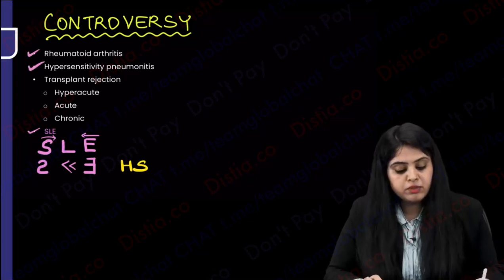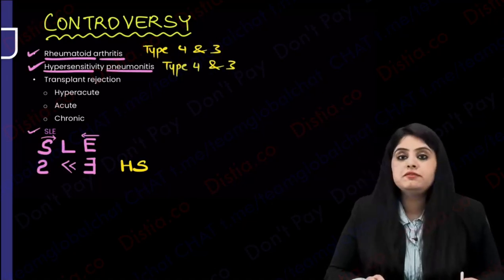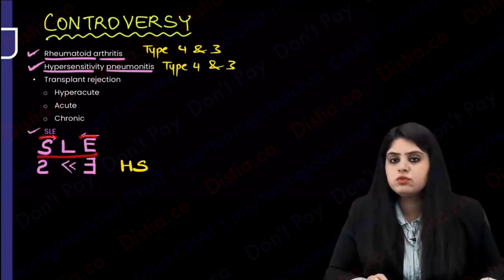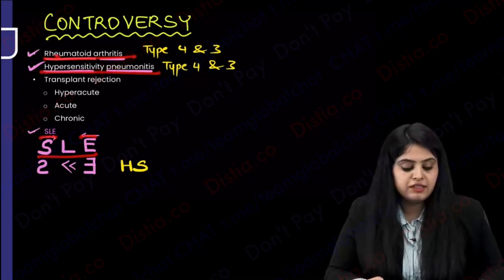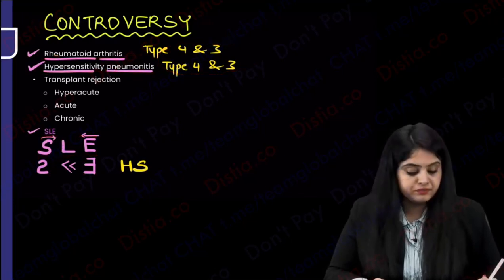When we talk about rheumatoid arthritis and hypersensitivity pneumonitis, these are type 3 and type 4 hypersensitivities. Type 4 ज़्यादा common है, but it is a combination of type 3 and 4. तो अब SLE won't be a confusion ना. SLE is 2 and 3. That is why I gave you the mnemonic. Rheumatoid arthritis and hypersensitivity pneumonitis are a combination of 3 and 4.